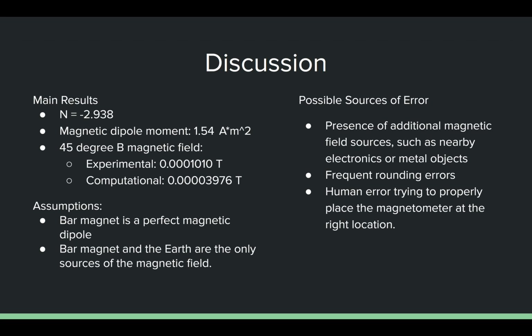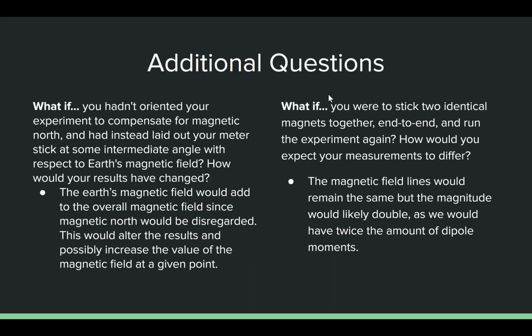Some general assumptions we made to get to our final results were that the bar magnet was a perfect magnetic dipole, and that the bar magnet and the Earth were the only sources of magnetic field in our situation. So some additional questions. What if we hadn't accounted for magnetic north and we just placed the meter stick randomly? Well, there would be additional magnetic field caused by the Earth that would cause our magnetic field at a given point to increase. And what if we were to stick 2 identical magnets together end to end? Well, the magnitude of the magnetic field would probably double, and the direction of the magnetic field at any given point would stay the same.